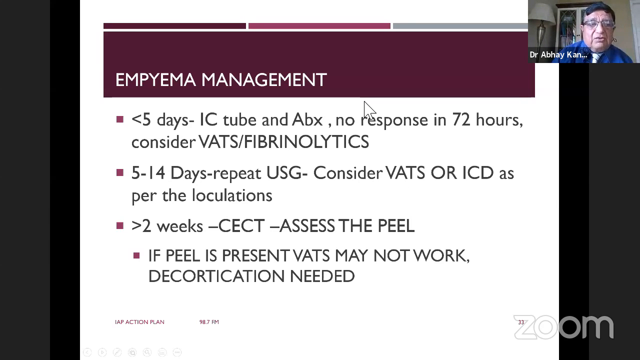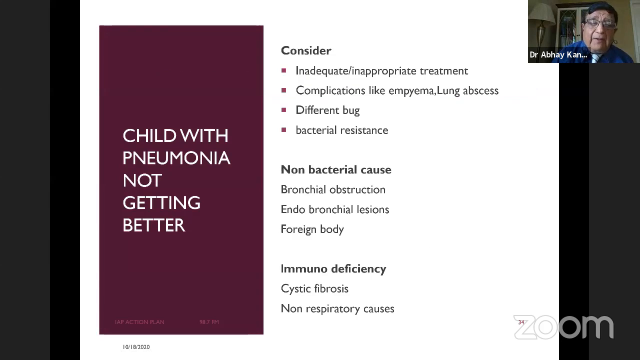So the modality of the treatment will depend on the stage of the empyema. Only thin fluid, small amount of fluid, only antibiotic. If there is a tappable fluid, then ICT with antibiotic. And if it is not working, then VATS with or without fibrinolytic. And if peel is present, then decortication is required. So that is all about the management of empyema.